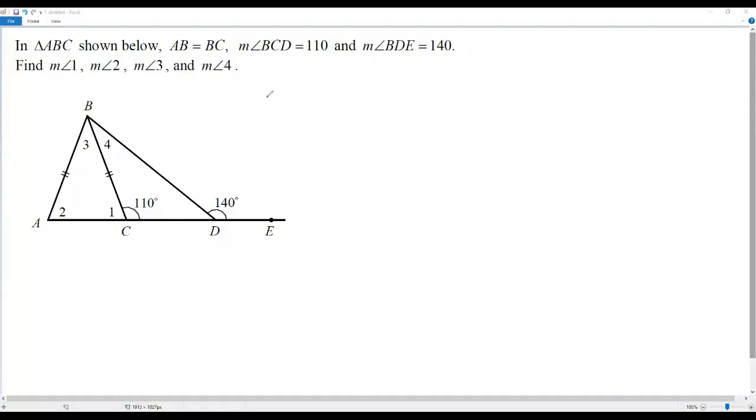Here we have a geometry problem. Okay, let's go to the question. In triangle ABC shown below, AB equals BC, measure of angle BCD equals 110, and measure of angle BDE equals 140. Find the measure of angles 1, 2, 3, and 4.